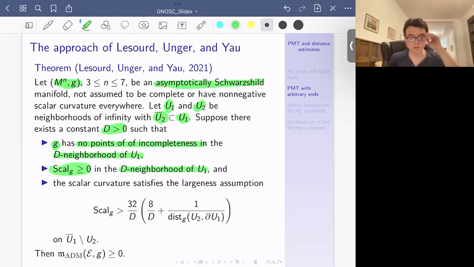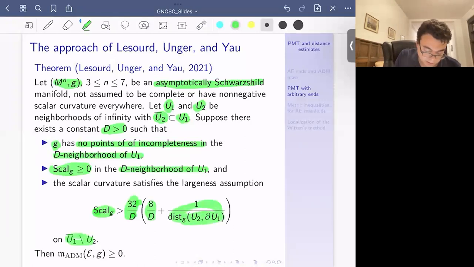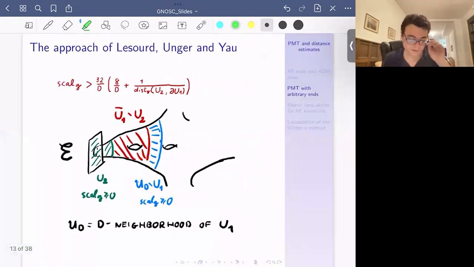And the condition number 2 is that the scalar curvature satisfies this largeness condition over here, so that it is greater than this quantity on the closure of U1 minus U2. Then under this condition, the ADM mass must be non-negative. So let me show a picture of this.